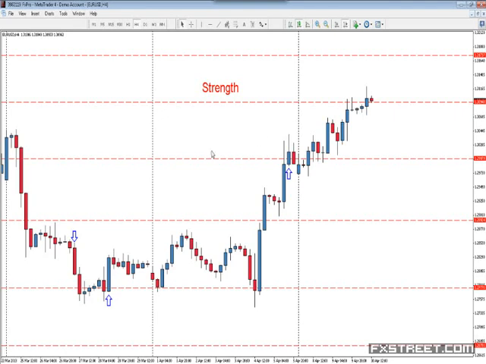And we see that not by using the RSI, not by using the stochastic, but by comparing the close to the high or the close to the low. Okay?